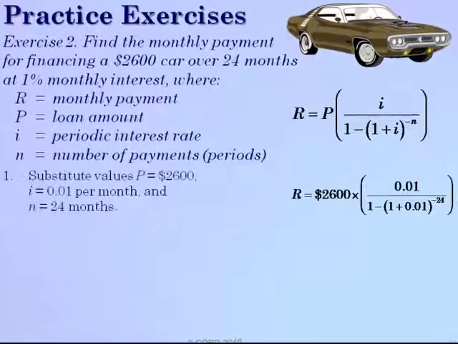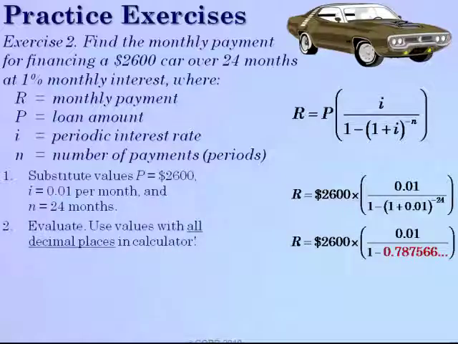Well, we can start off by substituting the values in to find the monthly payment. Substitute 2,600 times 0.01 for the interest. 1% is the same as 0.01. And then also in the denominator, 1 plus 0.01 to the negative 24, since we want 24 months. We need to evaluate this with all the decimal places we can get in our calculator because it's a very small number. So we're going to start by doing the 1 plus 0.01 to the negative 24, and we end up with 0.787566, and evaluate that expression in parentheses and multiply by 2,600.